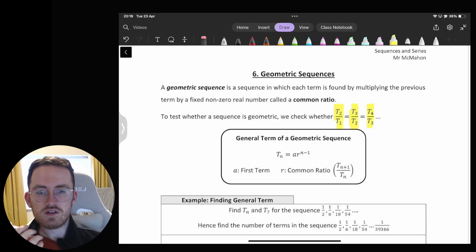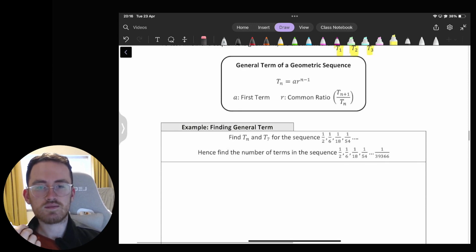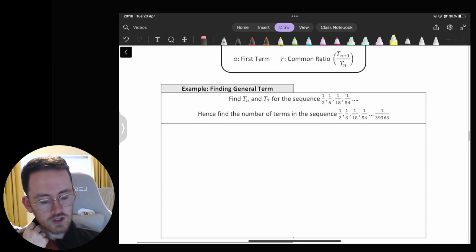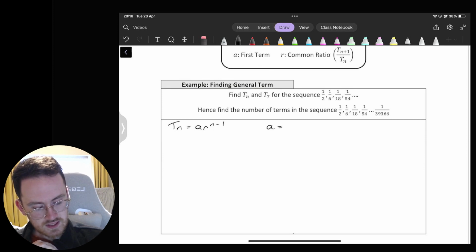And that leads us to the general term, Tn equals a times r to the power of n minus 1, where a is my first term and r is my common ratio. Looking at how to apply that, for this sequence I want to find Tn, so let's start by filling out my formula. I'm going to identify those terms.